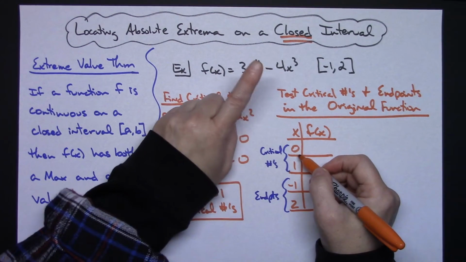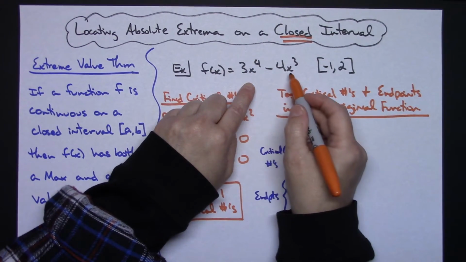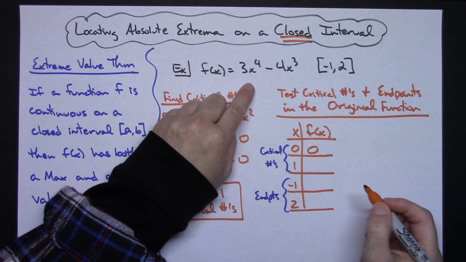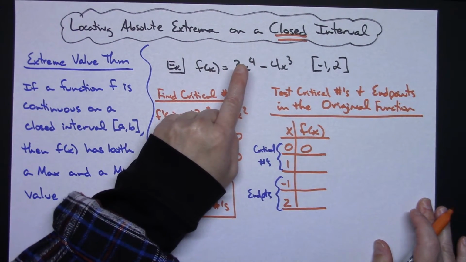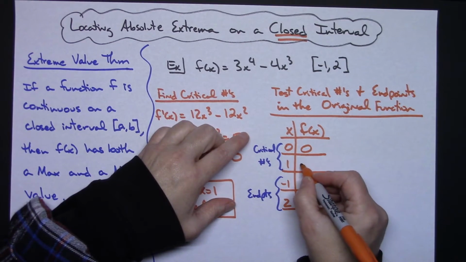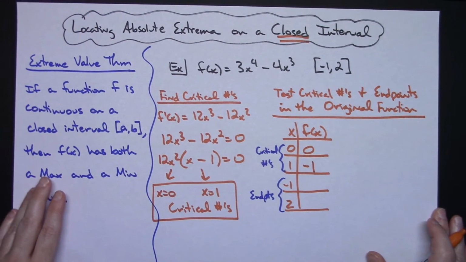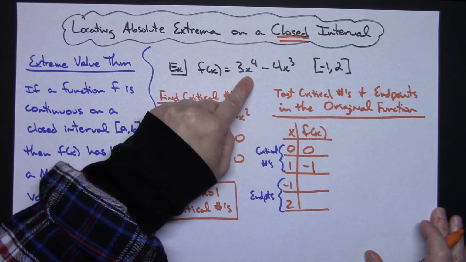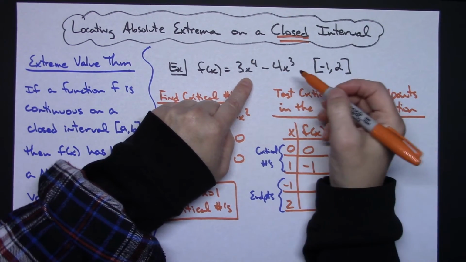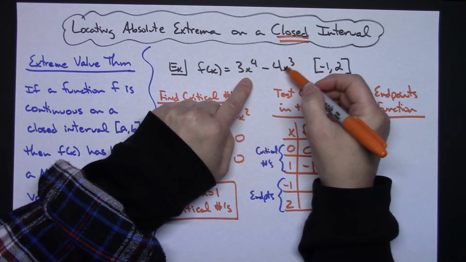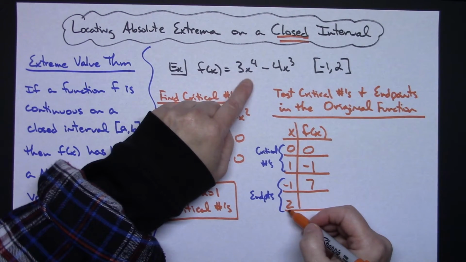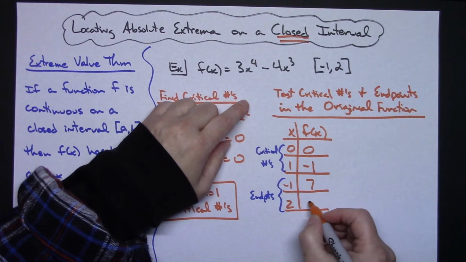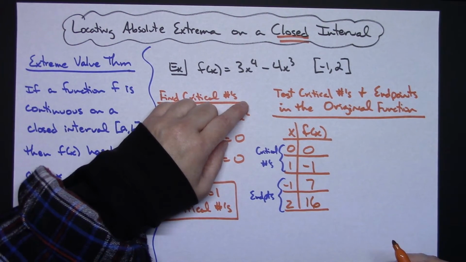So it's a matter of plugging 0 in. If I plug 0 in there, I get a 0. Then if I plug in 1, I'm going to have 3 minus 4. That's going to give me a -1. If I plug in a -1, that'll leave this term positive, and that'll make this a negative. So plus plus, that's going to give me a 7. And then if I plug in 2 there, I'm going to get a 16.